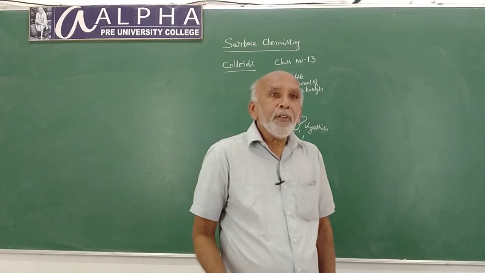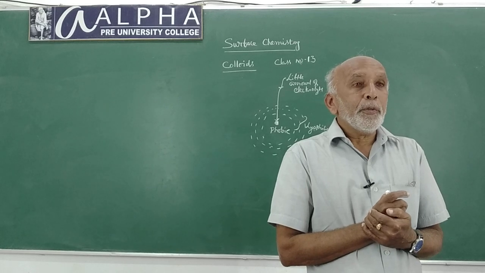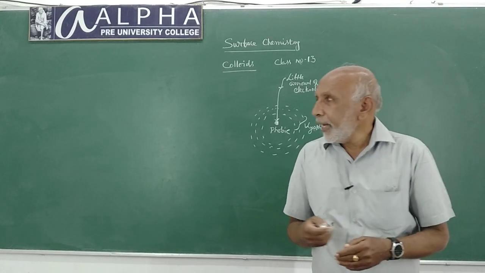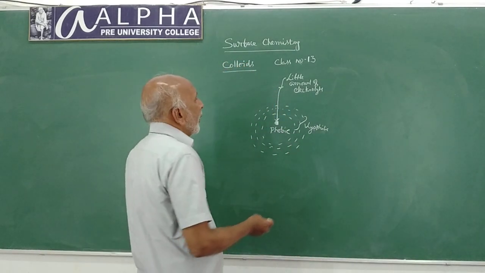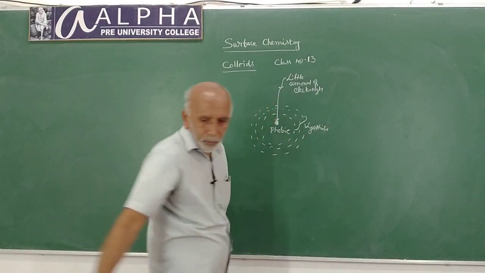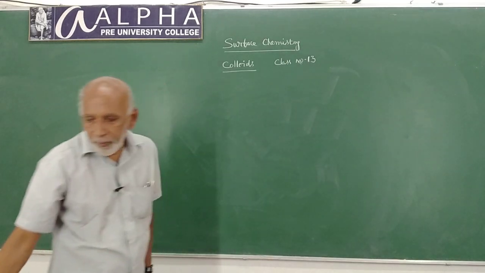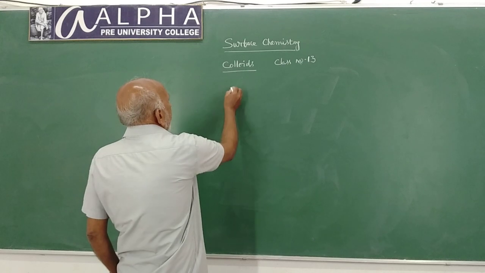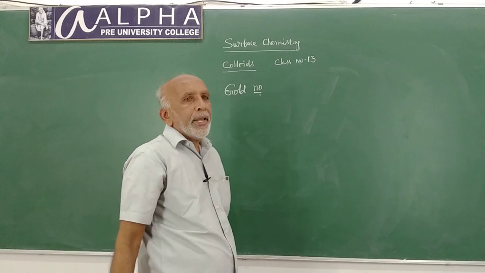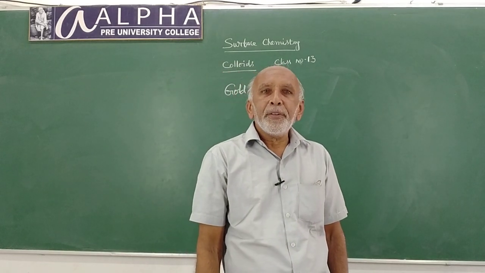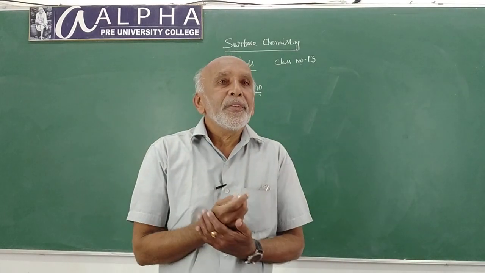The protective power of lyophilic salt varies from salt to salt. Generally, the protective power of lyophilic salt is expressed in terms of gold number or Zsigmondy number. Then what is this gold number or Zsigmondy number?